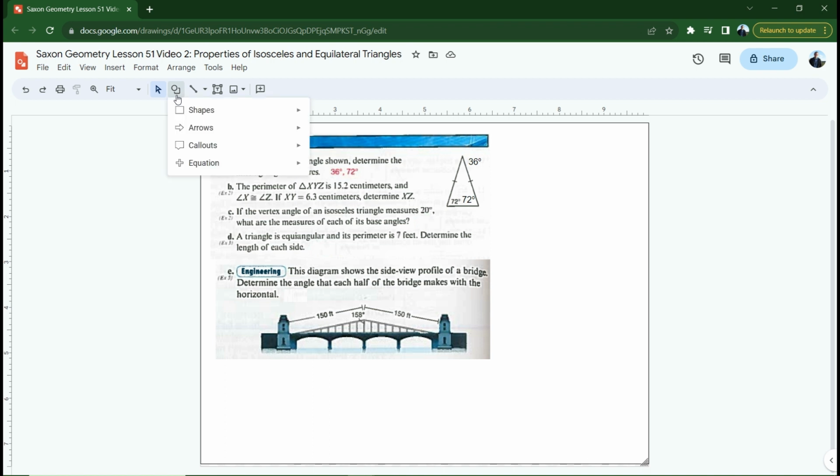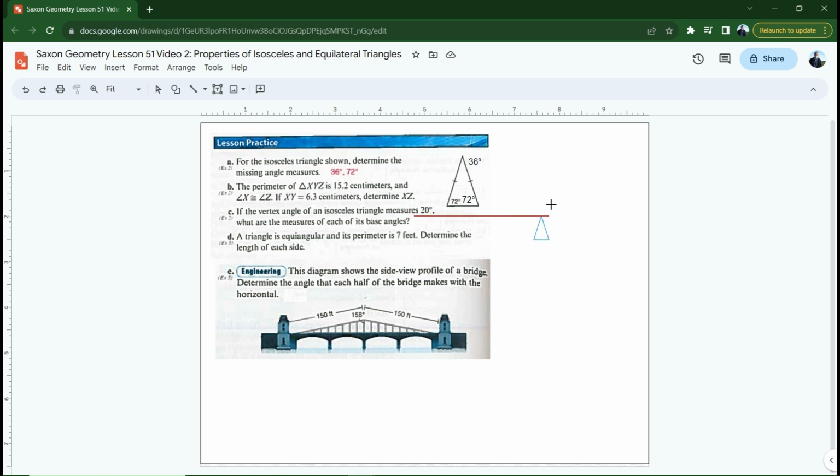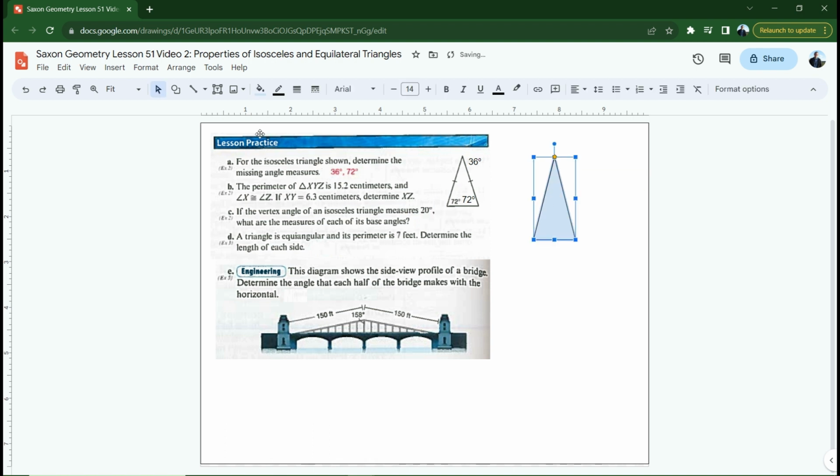Maybe you can somewhat do this in your head, but I'm just going to say the only right way to do this is to actually make the triangle. Now, if I know angle X and Z are congruent, that means that those two are going to be my base angles here. And then I know that XY is 6.3 centimeters. Y is going to be my top angle. Let's just put a Y up there to be complete.